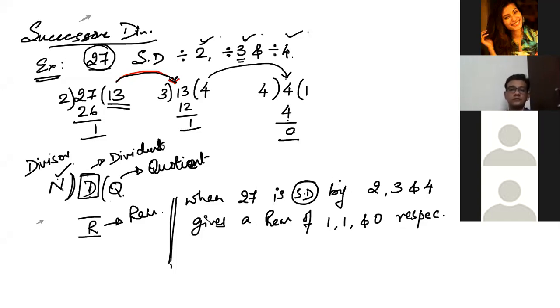Okay. So how long do I divide successive divisions? How does successive division work? Successive division works till my quotient is a whole number. Okay, so which means the smallest value that quotient can become is 0 because it's a whole number.